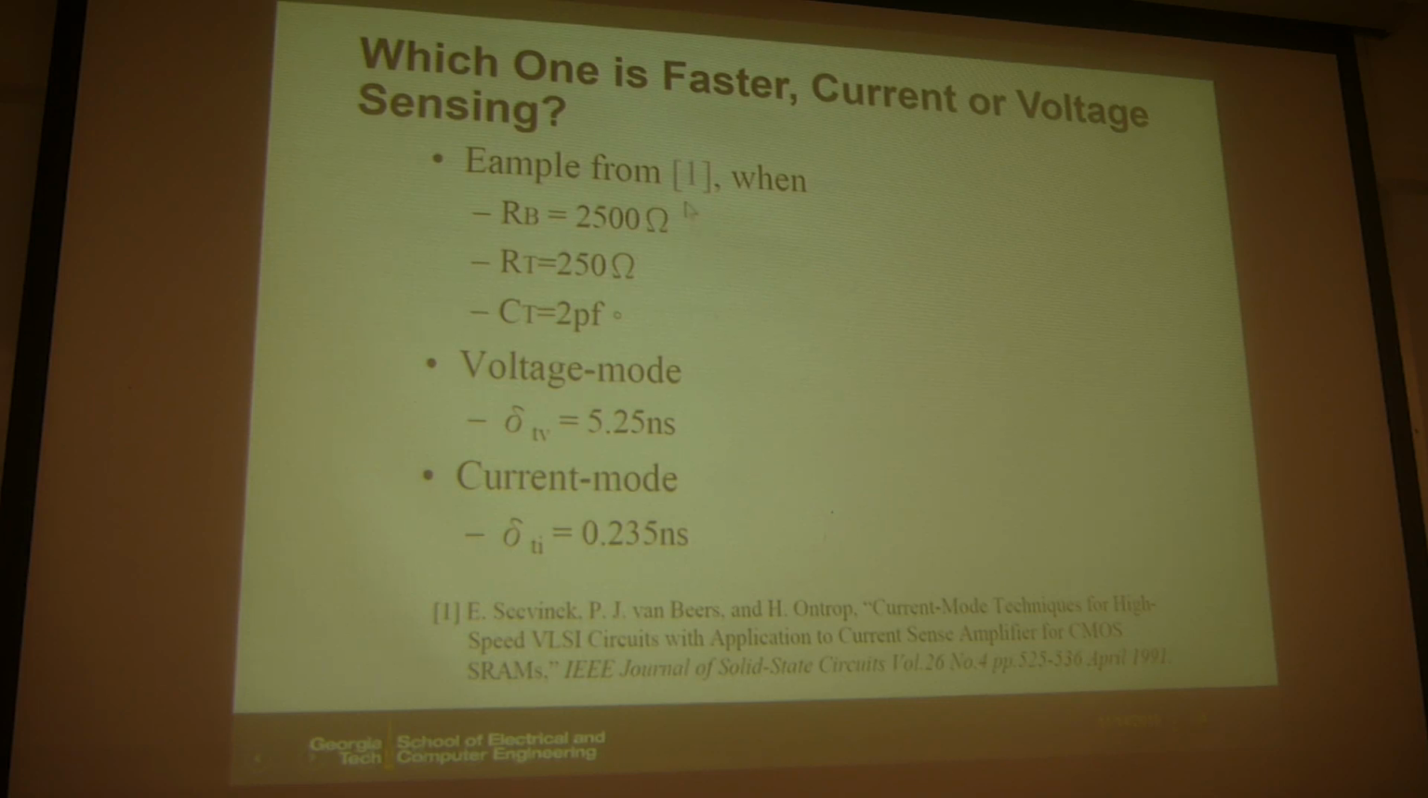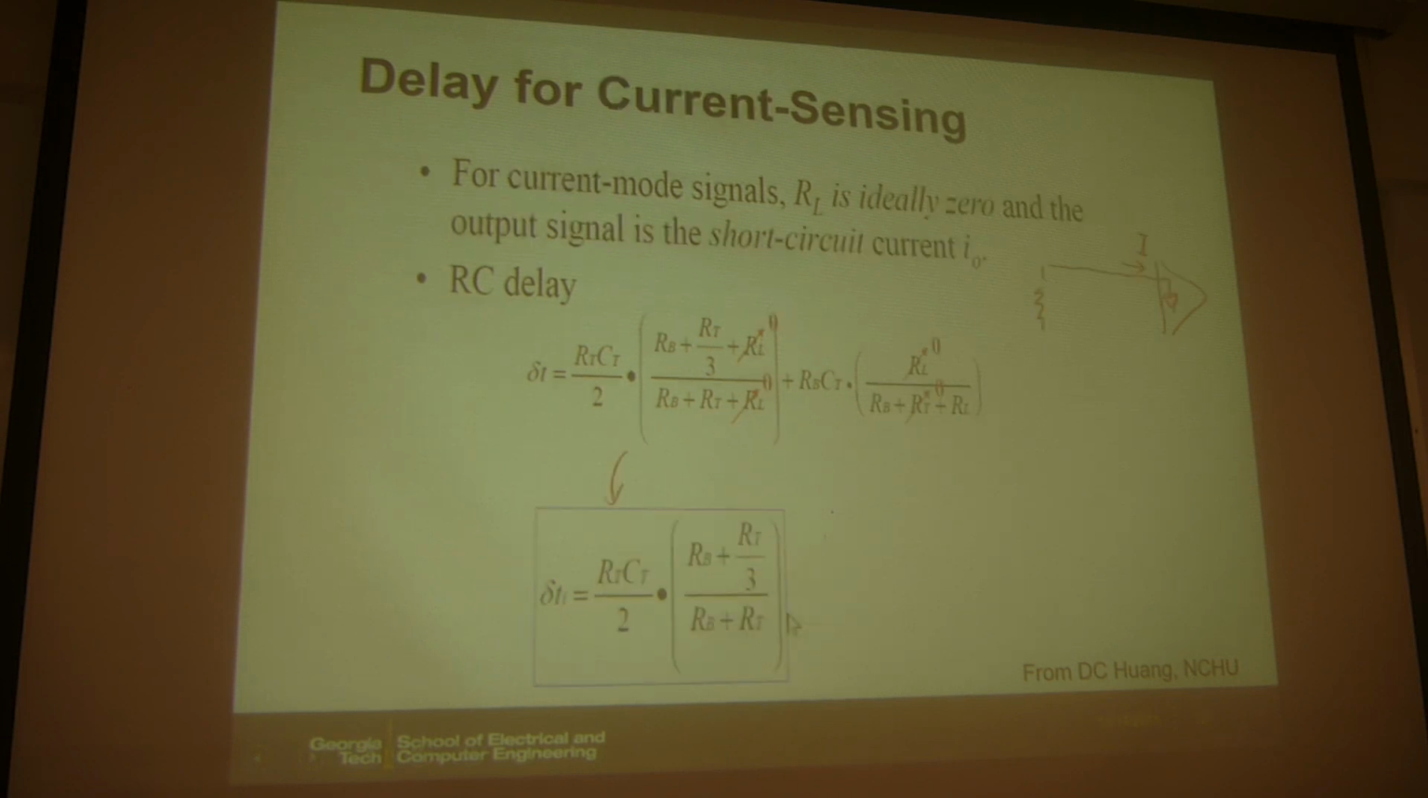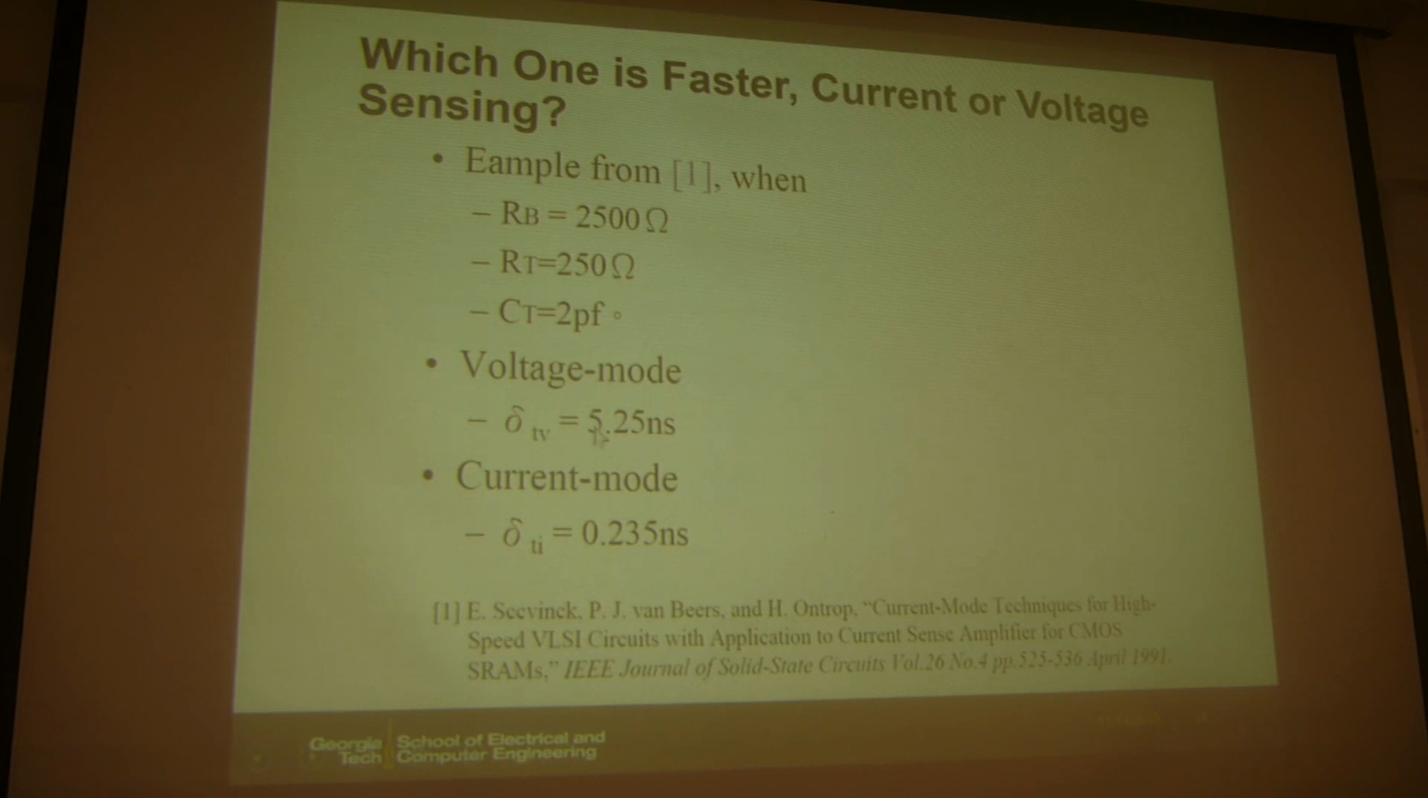But in this example, if we take a very old SRAM paper, I think, then for example, the memory cell is like 2.5 kilo ohm, and the total wire is like 250 ohm. So it's a non-wire, so you have this wire resistance. And this is a very old technology, so the distance is none, and then the capacitance is like 2 pico. If you look at those equations here, there are only 3 parameters, so you can plug in the numbers. I will skip that. If you do that, you will get those 2 numbers.